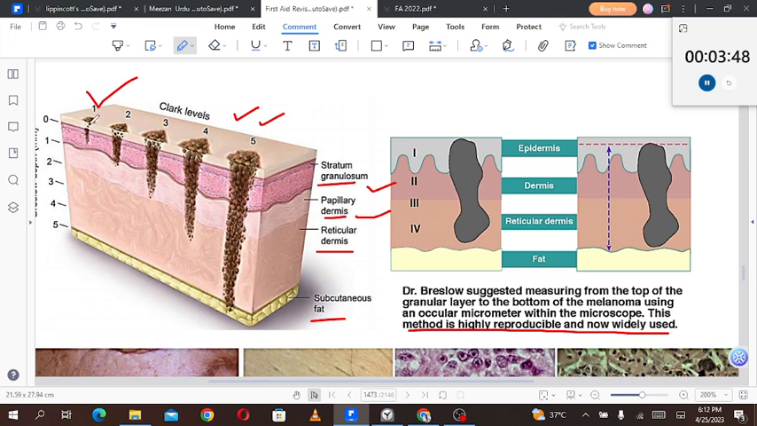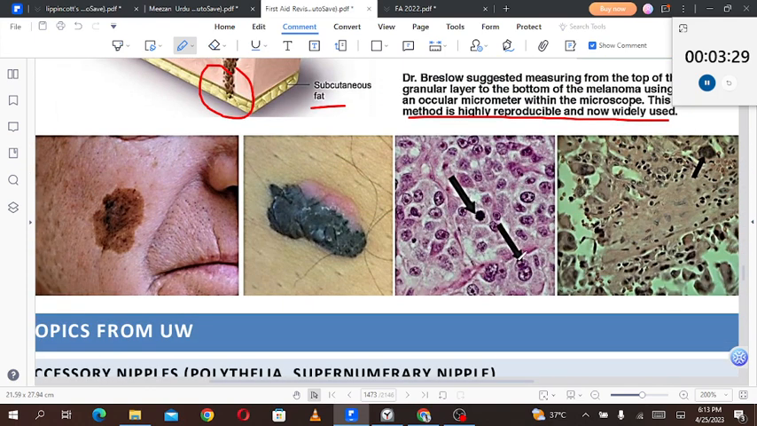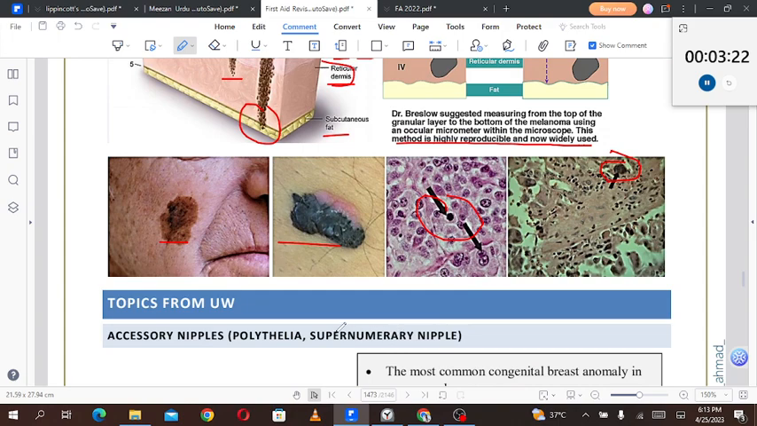So in the layer 1, you can see it is present only in the epidermis. Then in stage 2, it has started entering the papillary dermis. Then it has completely entered the papillary dermis. Then it starts entering the reticular dermis in stage 4. And in stage 5, it has reached all the thickness of the skin and now has reached the subcutaneous fat. So these are some findings like this one and this one. Here is another one. There is a melanoma.